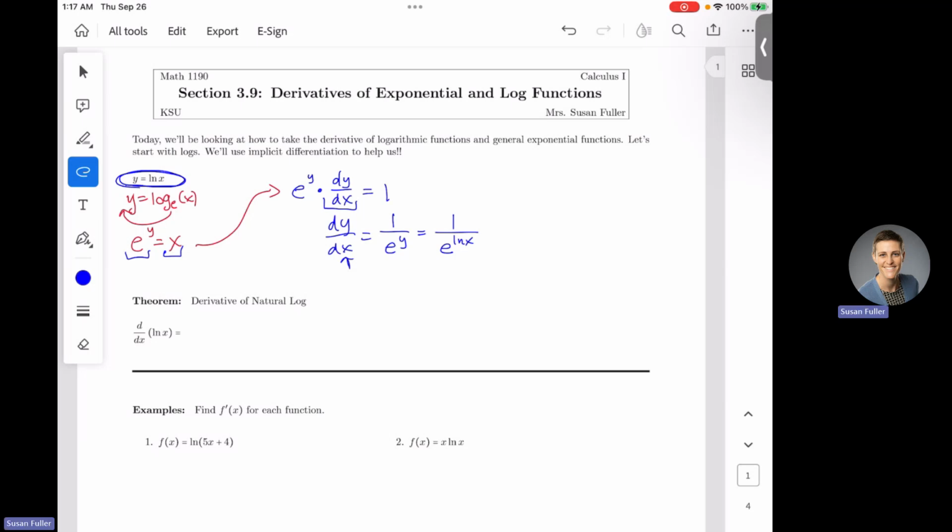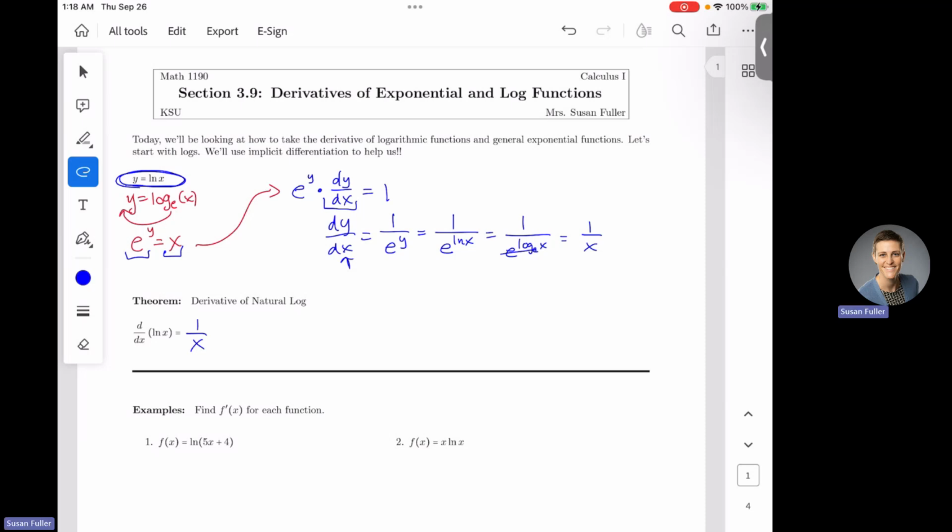And e to the ln of x. This simplifies. This is 1 over e times log base e of x. When the base of the exponential and the base of the log are the same, they cancel each other out. This is just 1 over x. That, my friends, is the derivative of ln x. The derivative of the natural log of x is just 1 over x.